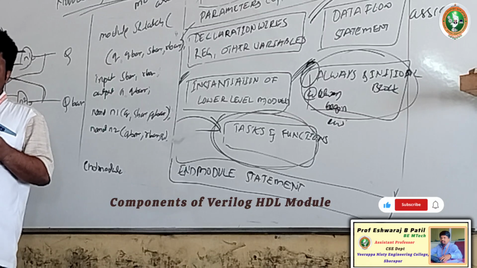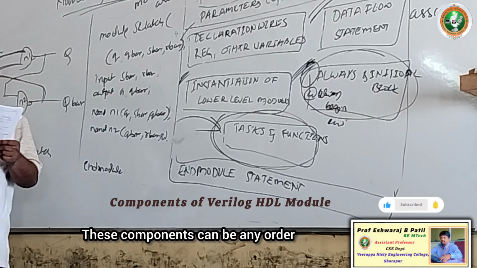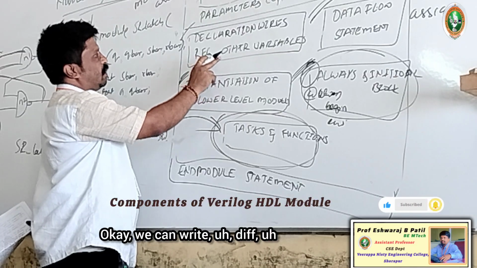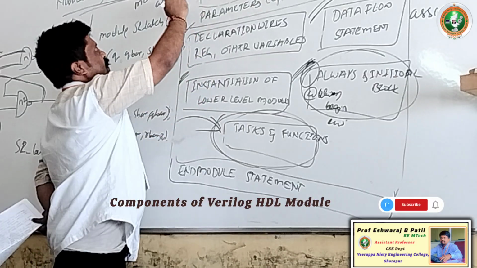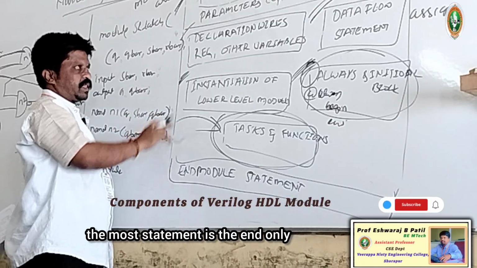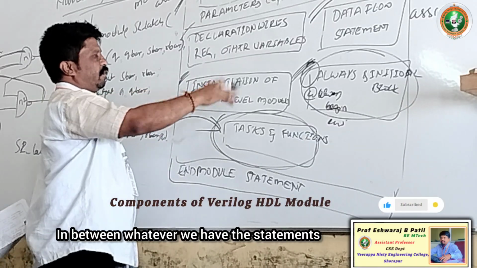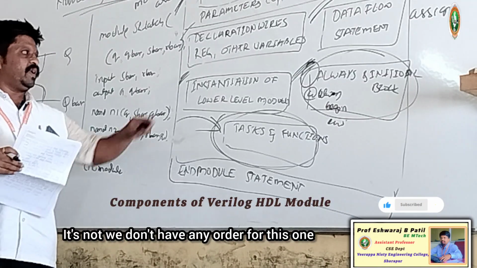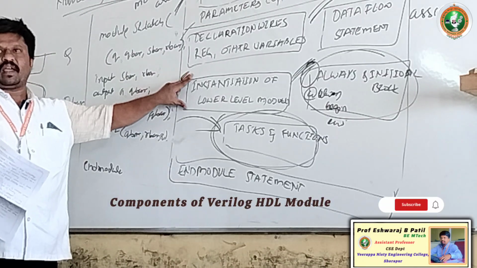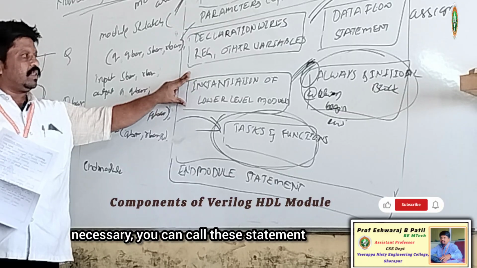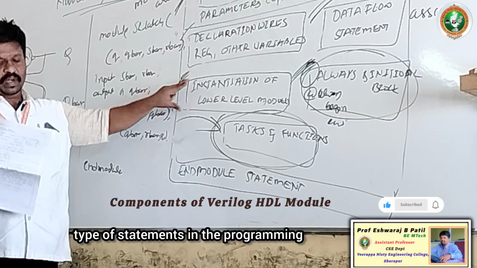Okay, next point. These components can be in any order. We can write the declaration first, this is compulsory. We have to define the module first, and the end module statement is the last only. In between, whatever statements we have, we can declare in any order. We don't have any order for this one. We can write them wherever it is necessary. You can call these types of statements in the programming.